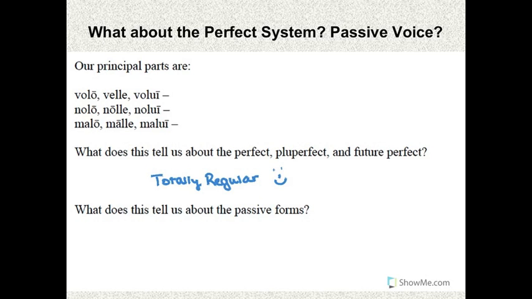What about the passive forms? Well, all three of these verbs are missing fourth principal parts. So that's a big clue that the passive does not exist for these three verbs.